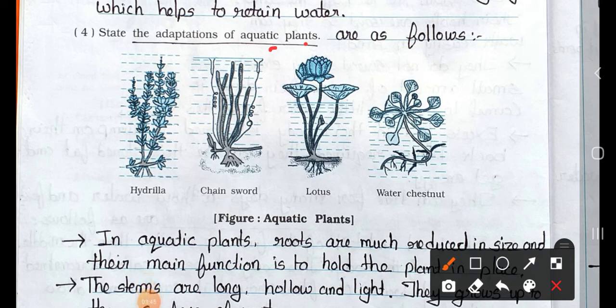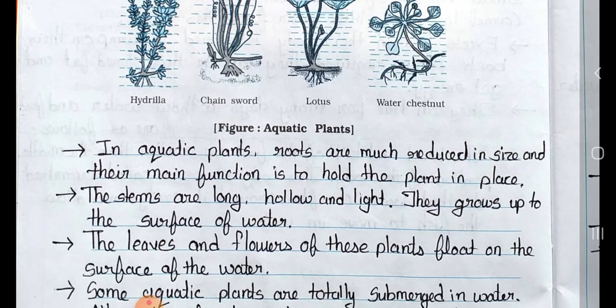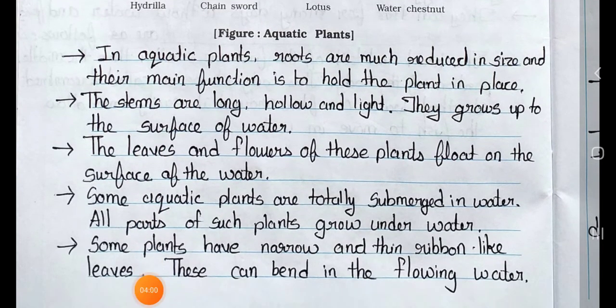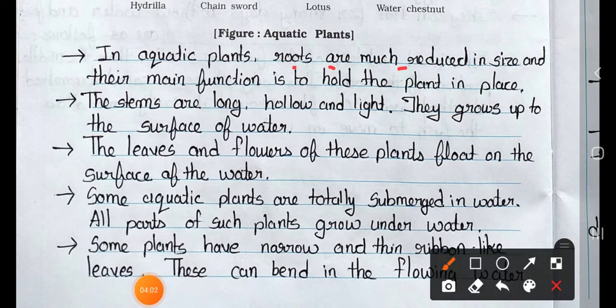The adaptations of aquatic plants are as follows. See, this one is the hydrilla, then chain sword, lotus, and water chestnut. In aquatic plants, roots are much reduced in size and their main function is to hold the plant in place. The stems are long, hollow and light. They grow up to the surface of water. The leaves and flowers of these plants float on the surface of the water.